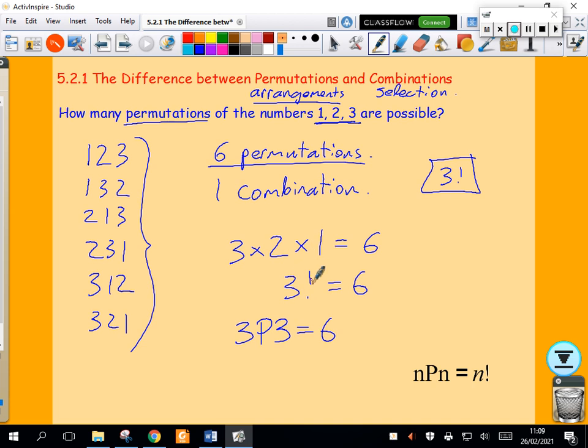Fundamental principle of counting, 3 by 2 by 1. That's what a factorial is. Or you can use your calculator, 3 permute 3. I'm choosing 3 objects from 3 objects and I'm arranging them in as many ways as possible. That's what that means. Choose 3 objects from 3 objects and arrange them in as many ways as you possibly can. Okay, there's 6 ways. Okay, so 3 factorial. That's going to be important for the next thing I'm going to look at.